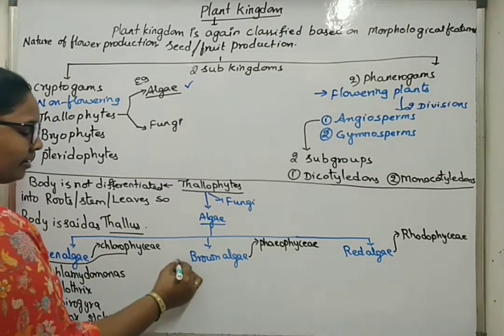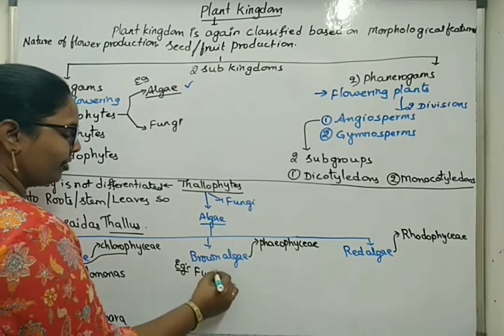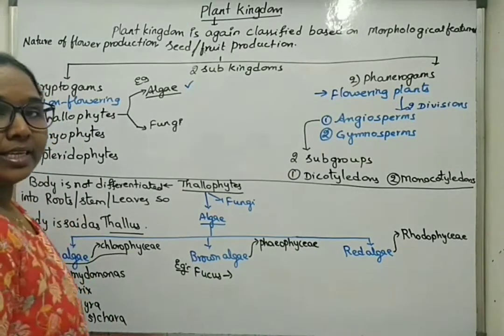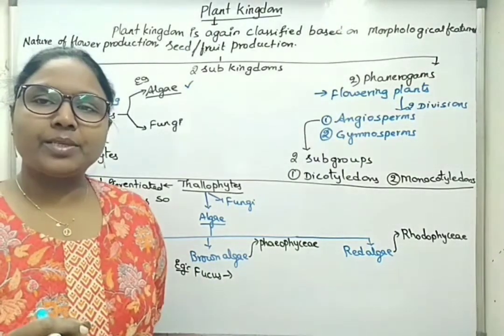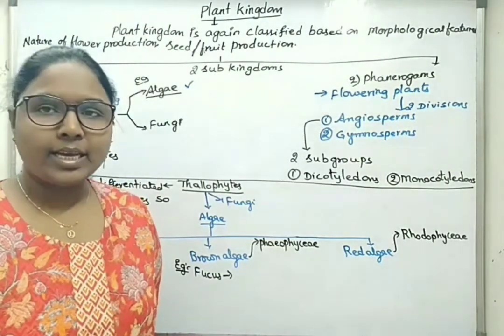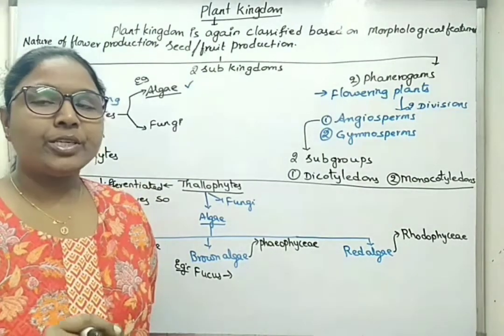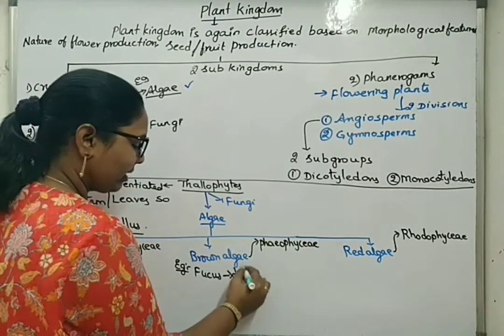Under brown algae, examples include Fucus. Fucus life cycle is diplontic, meaning most of the structures present during its lifetime exist in the diploid stage only, not haploid. Fucus is an exception in phaeophyceae members. So it is diplontic.